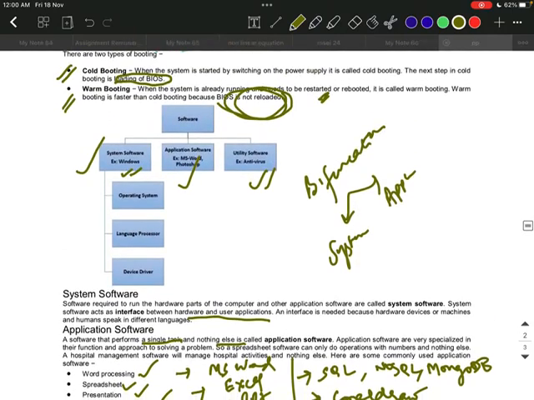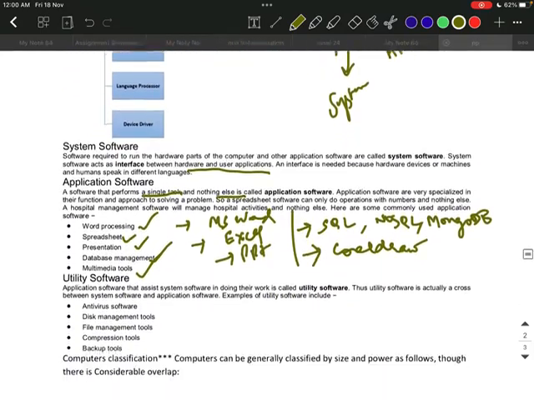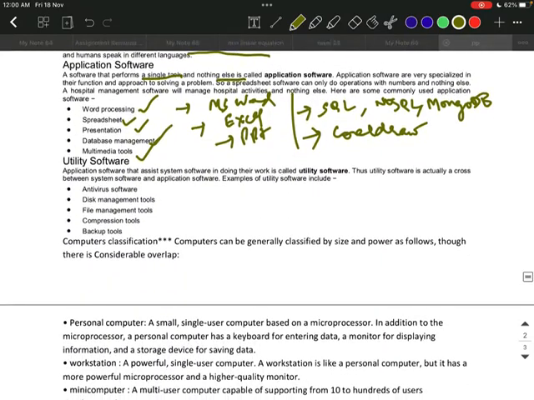And the third type of software is utility software. For example, antivirus. Utility software क्या होता है? Application software that assist the system software in doing the task, that is utility software. It is actually a cross between system and application software. Example, antivirus, disk management, file management, compression, and backup tools, right?